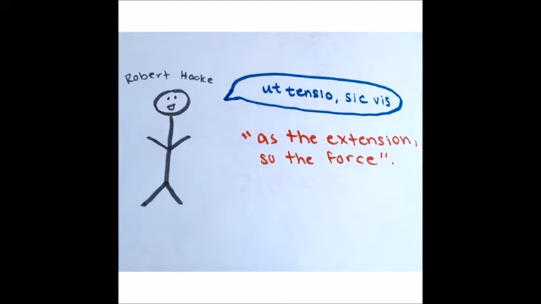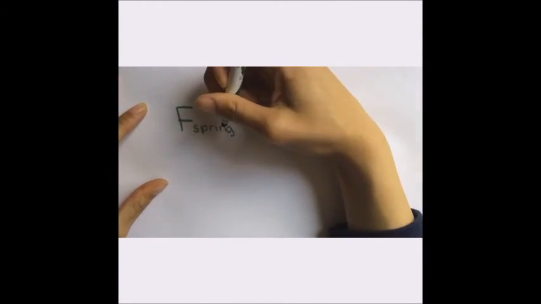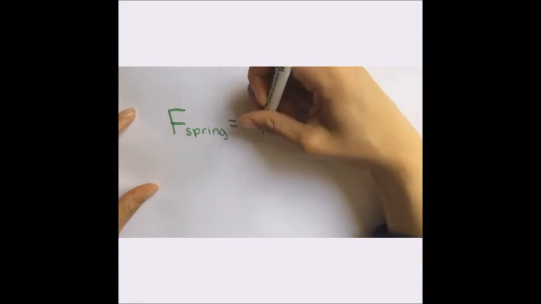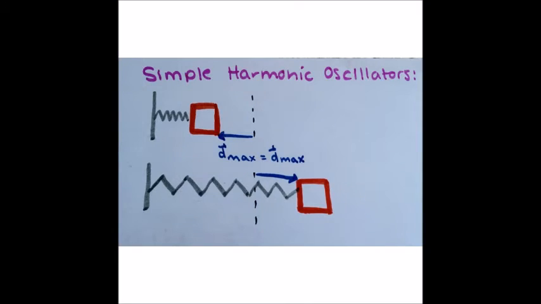Hooke's law can be represented by the equation F_spring equals negative kx, where F_spring is the restoring force exerted by the spring, k is the spring constant, which varies depending on the spring, and x is the displacement of the mass on the spring. This law explains why the magnitude of maximum displacement on either side of equilibrium is the same for simple harmonic oscillators.